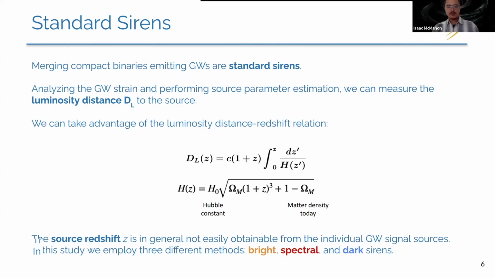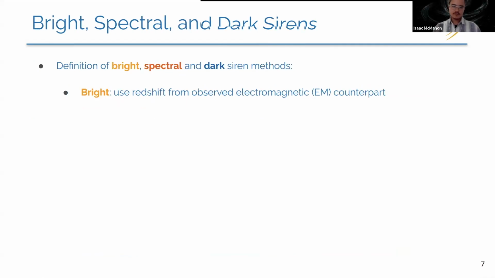The source redshift is, in general, not as easy to obtain as the luminosity distance from the gravitational wave signals, but there are ways to do it. And so in this study, we employ 3 different methods to measure cosmological parameters using gravitational waves. These 3 methods are called the bright siren method, the spectral siren method, and the dark siren method.